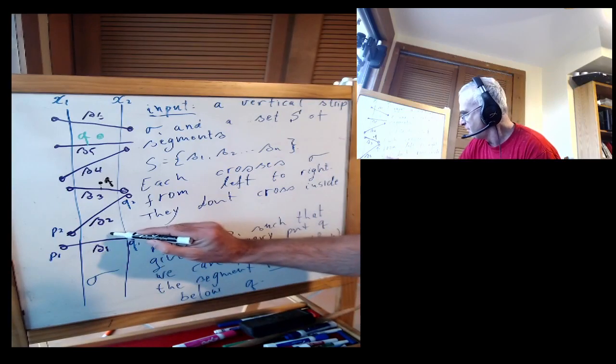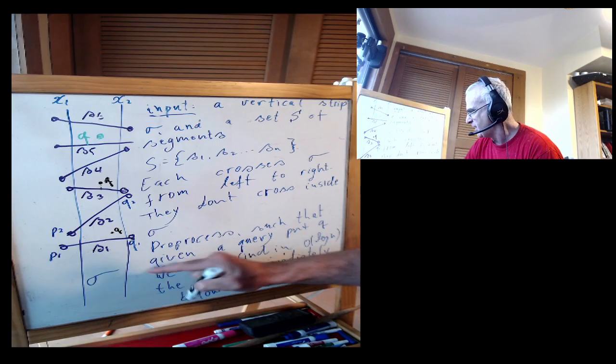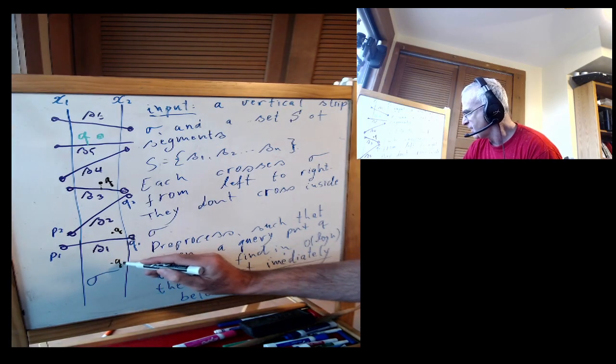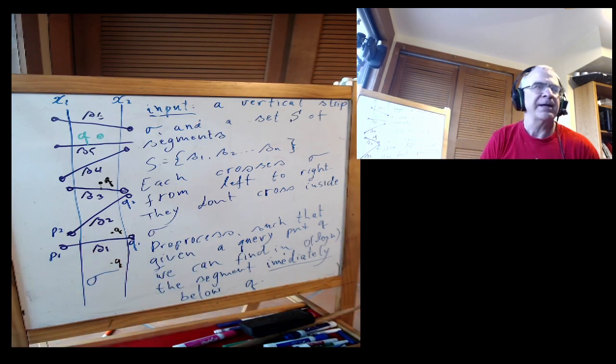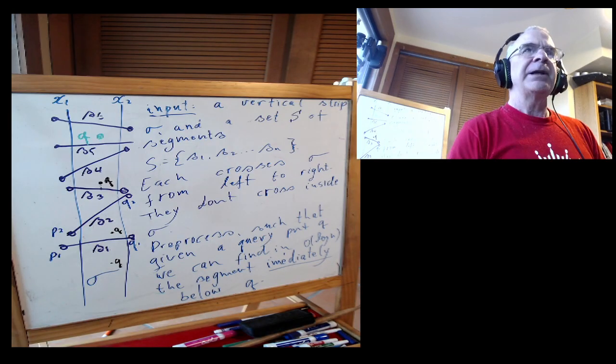If my point Q is here, then the segment just below it is S1, and if Q is over here, your answer should be there are no segments below it. Is the question clear to everybody?